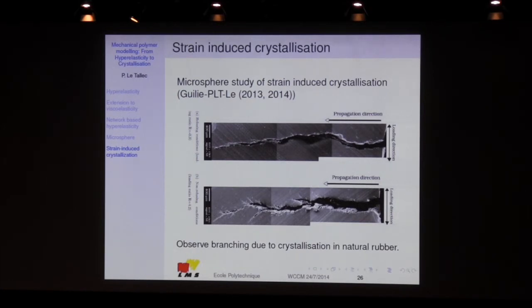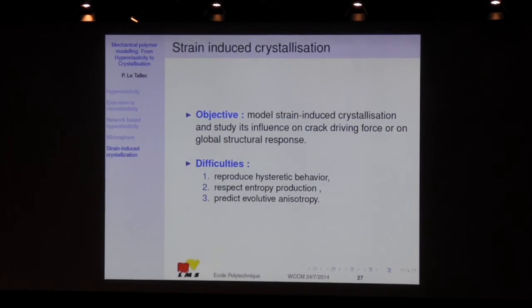So our objective was then to model this strain-induced crystallization and to study its effect on crack driving force and global structural response, a situation that is very, very anisotropic. You have very strong variation of loads depending on the orientation. The problem then is that you have to reproduce some physical foundation of this crystallization to respect the second law, to be rather predictive, but not too complex.